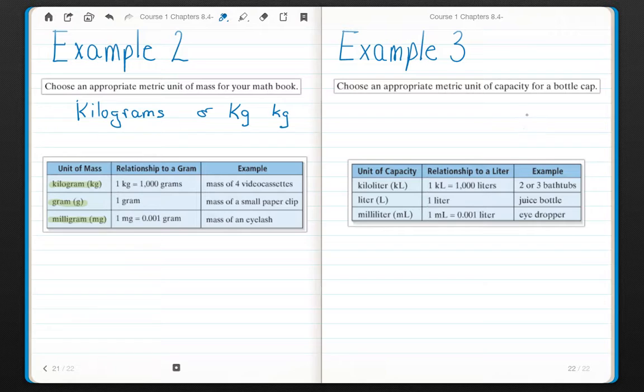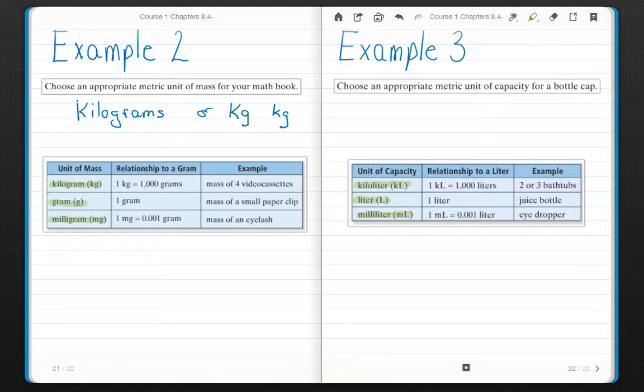Example 3, capacity. We're going for the capacity of a bottle cap today. So a liter is our basic unit. It's about a juice bottle or a soda bottle. Okay, a typical soda is a 2-liter bottle, so half of that would be a liter. Kiloliters, 1,000 liters, 2 to 3 bathtubs full of water. A milliliter, 1,000th of a liter, the quantity in an eyedropper. So not a whole lot.